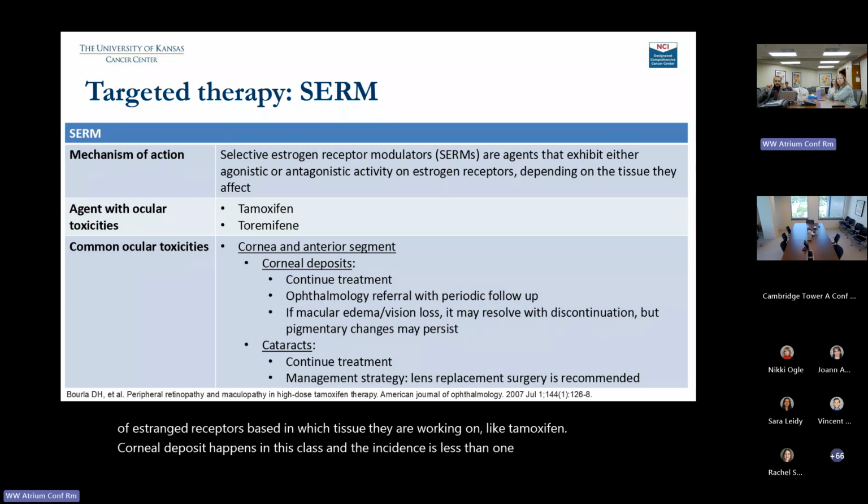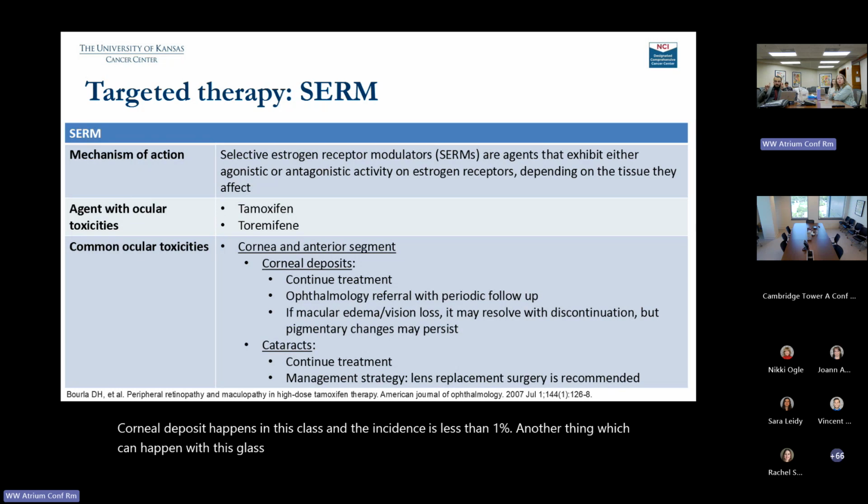Another thing which can happen with this class is cataract. That actually can happen with less than 5% incidence. In both of these situations, we can continue the medication. In more severe situations, there are some approaches which you can see in this slide.